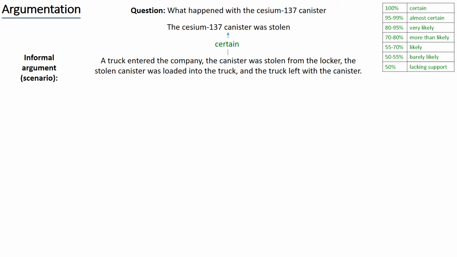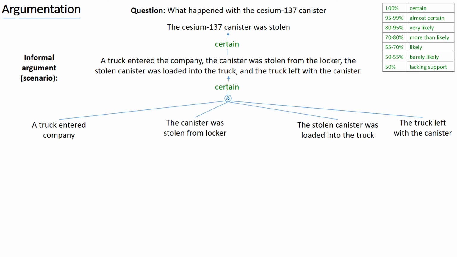The relevance of this scenario is certain. This is what we call an informal argument. We now need to expand it into a formal argument. A necessary and sufficient condition for this scenario to have happened is that each component action has happened. This leads to the following argument with relevance certain. Let us now consider each component action.